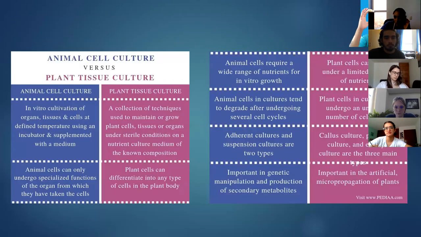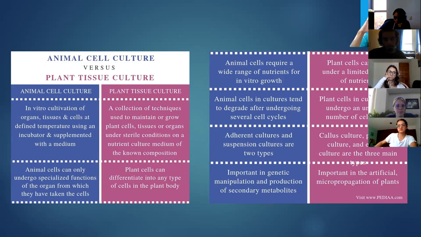Anyway, if you want to compare plant tissue culture and animal cell culture, which we will definitely discuss further when we start the animal cell culture part, in a small picture you can at least differentiate the main difference between plant tissue culture and animal tissue culture, right? So for example, in vitro cultivation of organs, tissues, cells at a defined temperature using an incubator and supplemented with a medium is what happens in animal cell culture. Because in animal cell culture, we do not create humans or animals, right? In plants, we do. So in animal cell culture, you can cultivate just the tissue parts, not even organs.